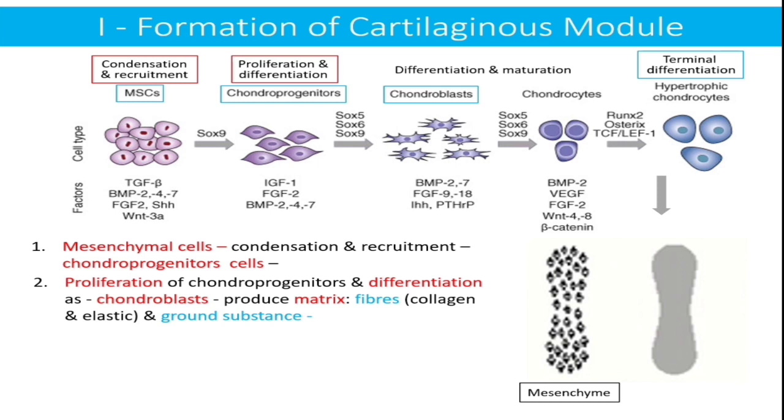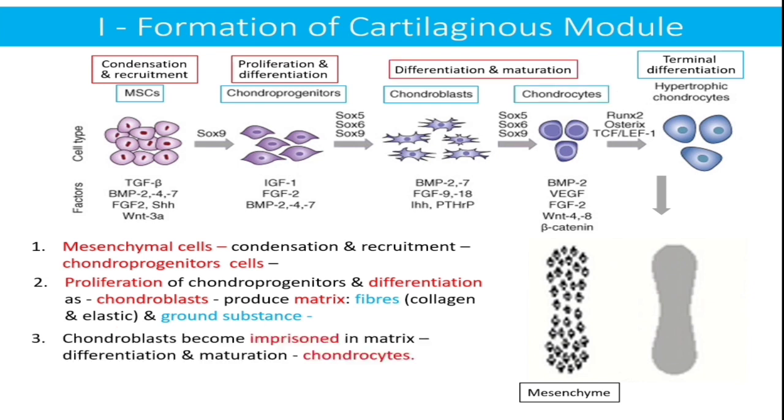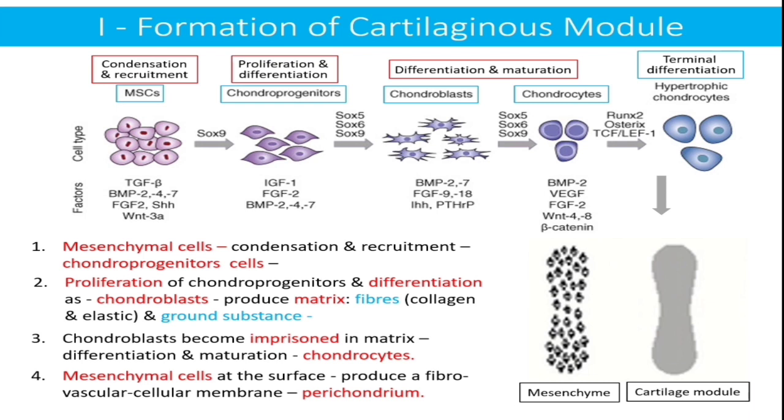These chondroprogenitor cells proliferate and differentiate as chondroblasts. The chondroblasts produce matrix in the shape of fibers and ground substance. The chondroblasts become imprisoned within the matrix produced by themselves, and differentiation and maturation of chondroblasts leads to formation of chondrocytes. At the same time, mesenchymal cells at the surface produce a fibrovascular cellular membrane, the perichondrium. In this way, a model of cartilaginous tissue is formed.